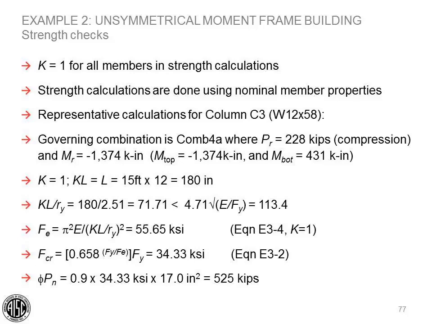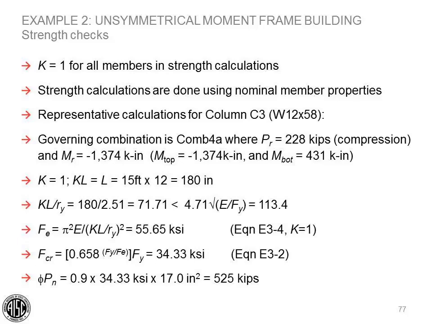Next, we check the member designs. K equals 1 for all members in the strength calculations, and the strength calculations are done using the nominal section properties. We'll go through the design check calculations for column C3. The size in our analysis was a W12x58. The governing load combination is 4A, with Pr equals 228 kips compression, and Mr equals 1,374 kip-inches.